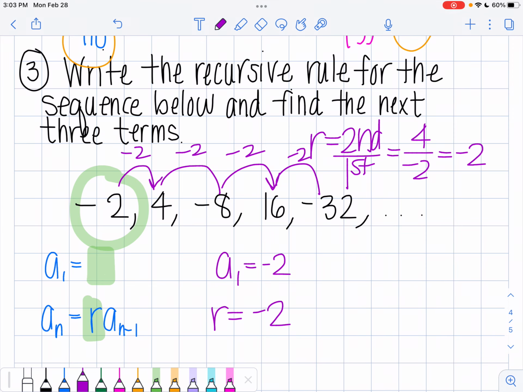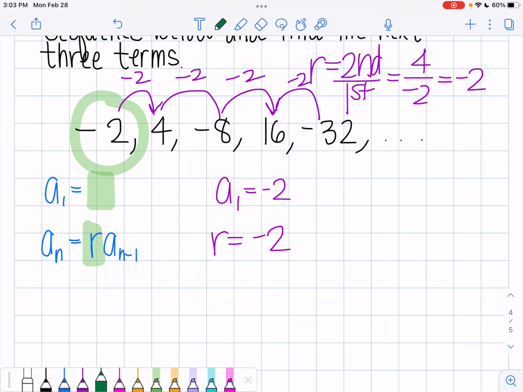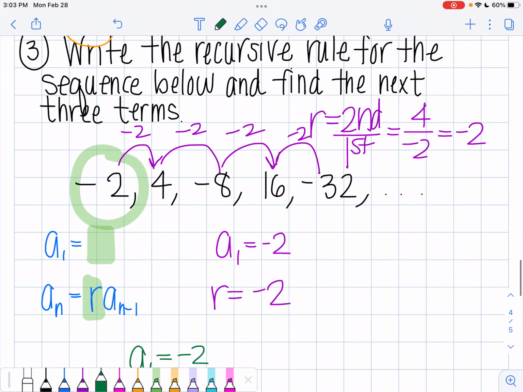Okay, so when I write my formula, I can say that a sub 1 is negative 2 and a sub n is negative 2 times a sub n minus 1. All right, find the next 3 terms. So I have the first, second, third, fourth, fifth. I need to find 6, 7, and 8.